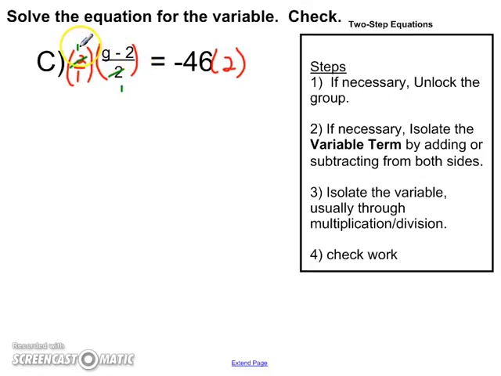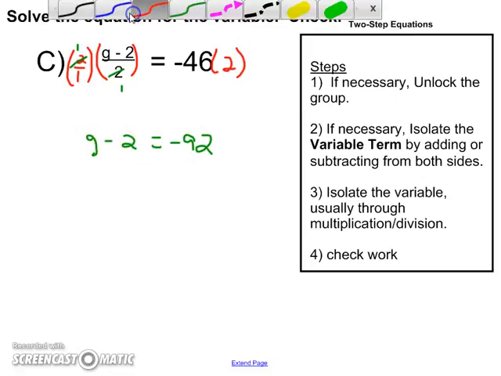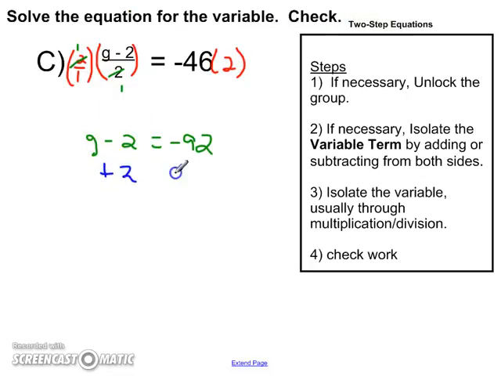G minus 2 times 1 divided by 1 is just G minus 2. So all of that over here simplifies down to G minus 2. Negative 46 times 2 is negative 92. So that is my new equation, and I will now solve this equation. Well, how do I undo minus 2? Well, I better add 2 to both sides. So I'm going to add 2 to both sides. My 2's cancel. So G comes down. Negative 92, this is a 2. Negative 92 plus 2 is negative 90.